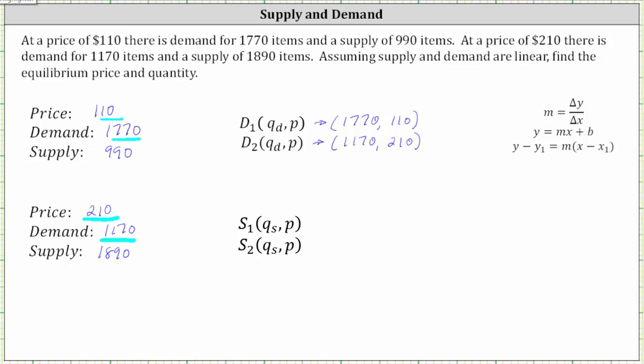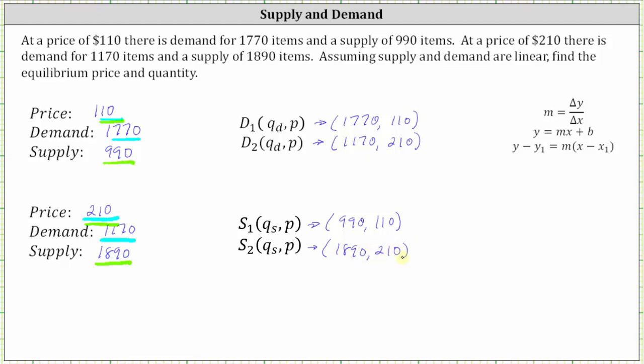And now let's find 2 points on the supply function, again in the form of quantity comma price. The supply is 990 items when the price is $110, which gives us the ordered pair 990, 110. We also know the supply quantity is 1,890 when the price is $210. This gives us the second ordered pair of 1,890, 210.